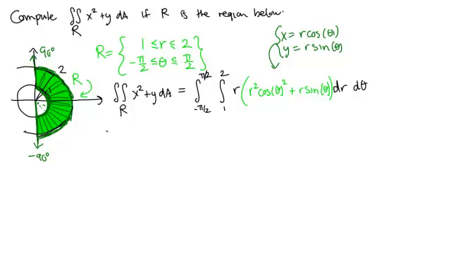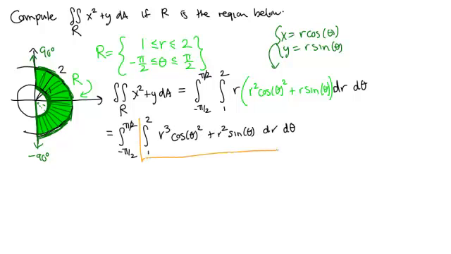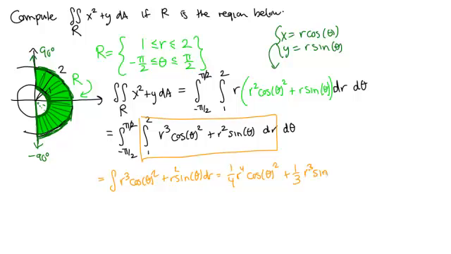And so if we clean this up, let's focus on this inside iteration first. If we were going to integrate r cubed cosine of theta squared plus r squared sine of theta with respect to r, we're going to get 1/4 r to the 4th power times the cosine of theta quantity squared plus 1/3 r cubed times the sine of theta quantity to the 1st power, evaluated from r equals 1 to r equals 2.